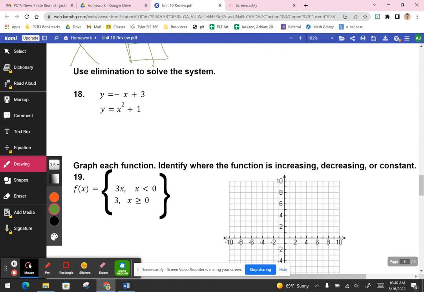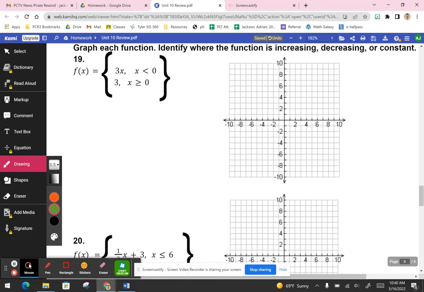Then we have elimination. For elimination, you're going to multiply your first equation by -1 so that you get a negative y equals negative x squared minus 1. And then you add straight up and down, and again, factor.